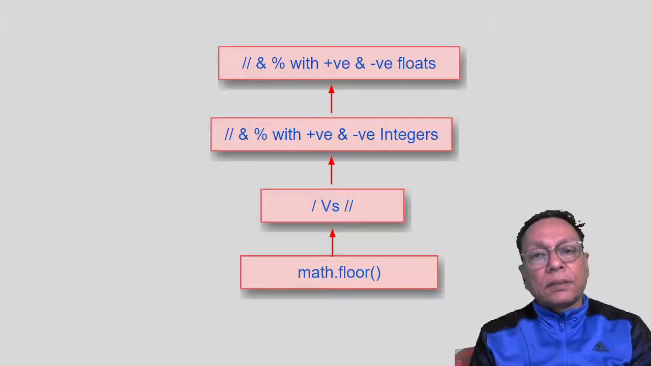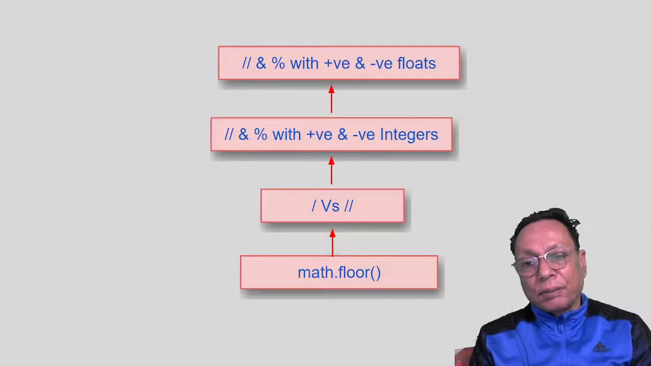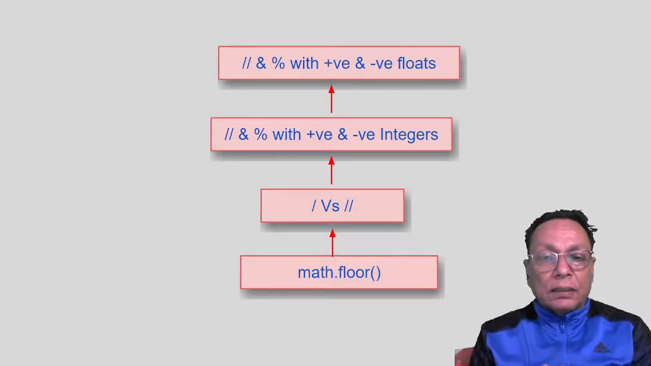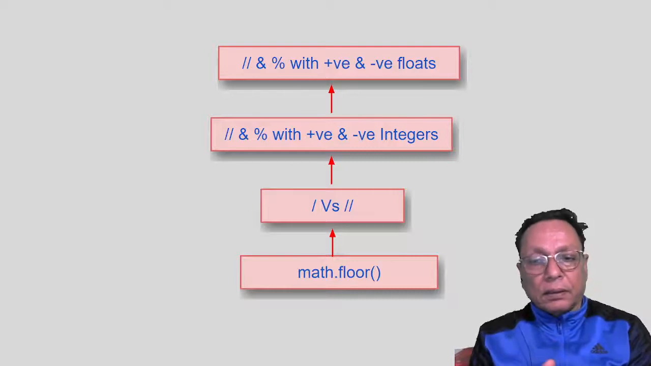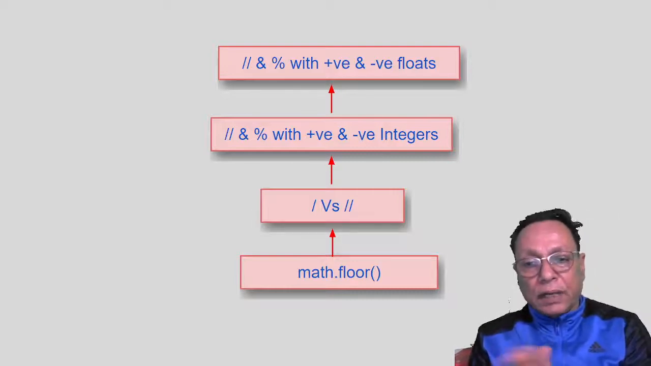Here, the two slashes mean floor division. After that, you see the percent sign, which means you are going to calculate the remainder. Okay, so here we are going to use positive and negative numbers, along with floats and also integers. So there is the comparison like divide and floor division.